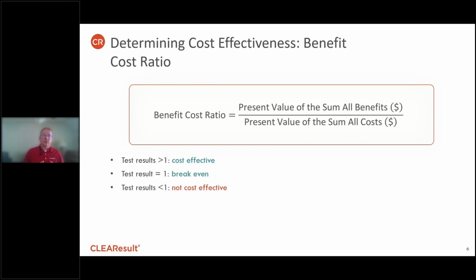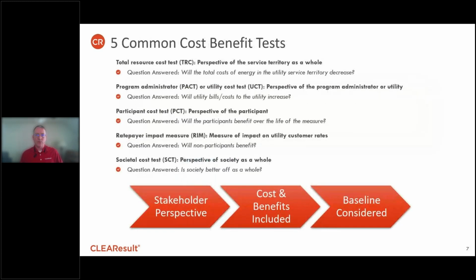But the benefits cost ratio tests, and there are several of them, are all defined as the ratio of the present value of the sum of all the benefits divided by the present value of the sum of all the costs. If the test result is greater than 1, that means it is cost effective. If it's less than 1, it's not cost effective. If it's exactly 1, then it's a break-even point. And again, depending on the point of view that we're looking at, who the stakeholders are for the specific test, those values can be quite different for one measure.